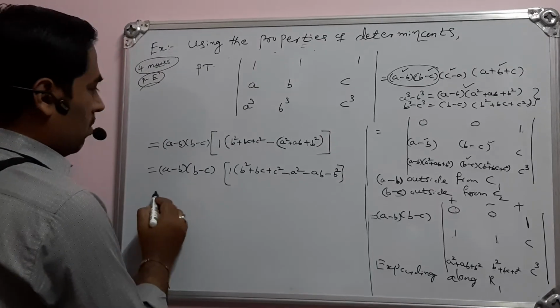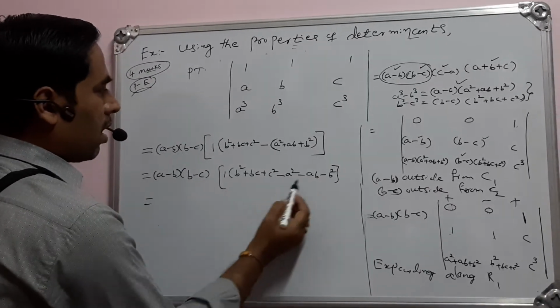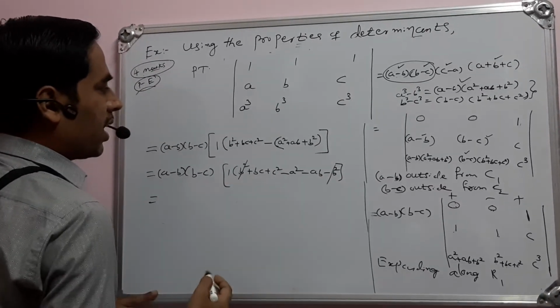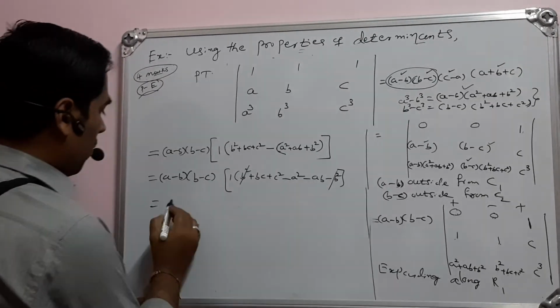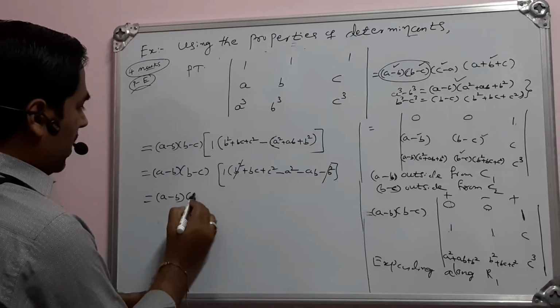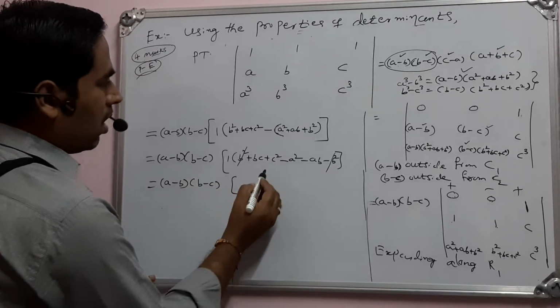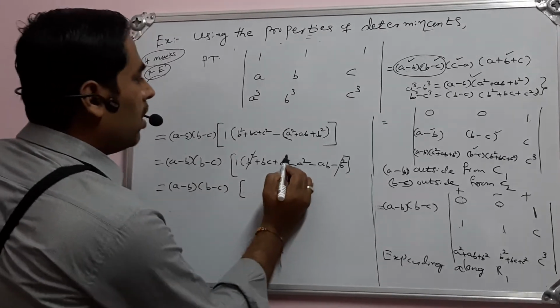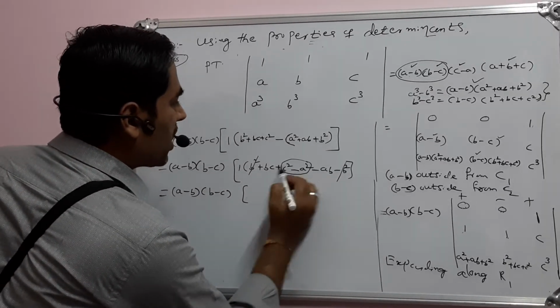I will remove this: minus a square, minus into plus minus ab, minus into plus minus b square. Okay. Then you observe these terms here. See, minus b square plus b square, it cancels. So the remaining terms are these. So a minus b into b minus c, write it as it is. So what are the terms left here? See here, this c square minus a square.